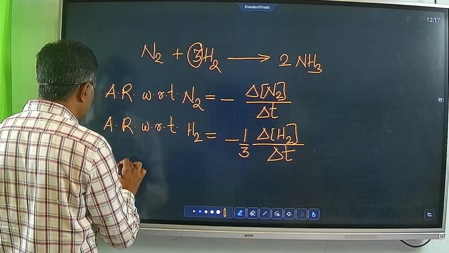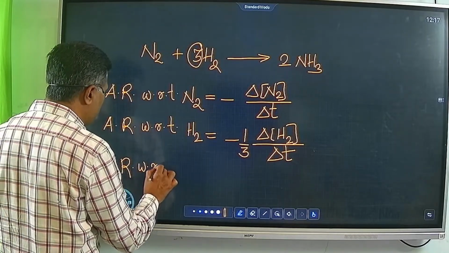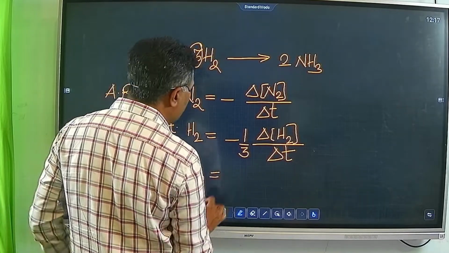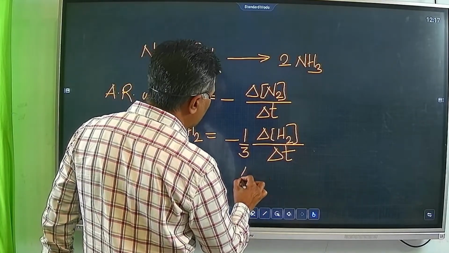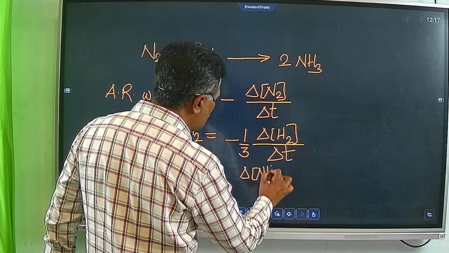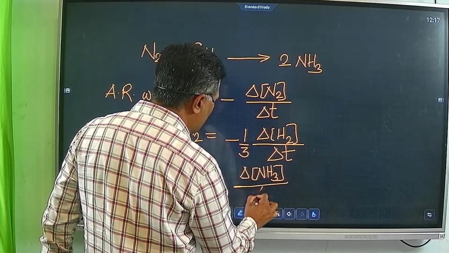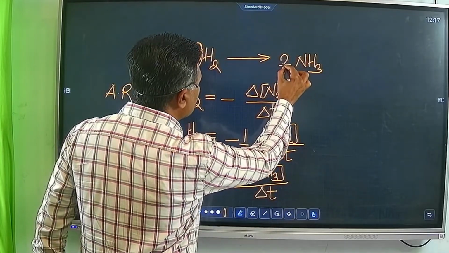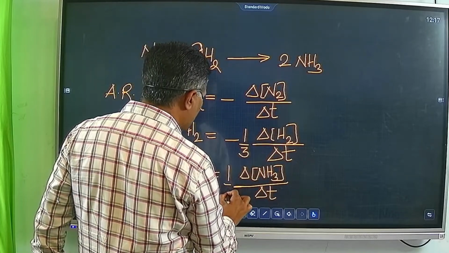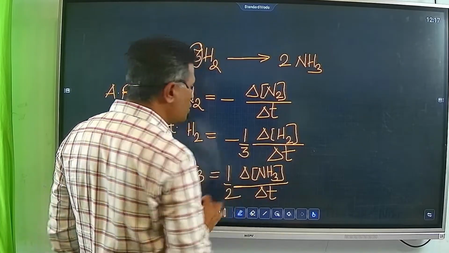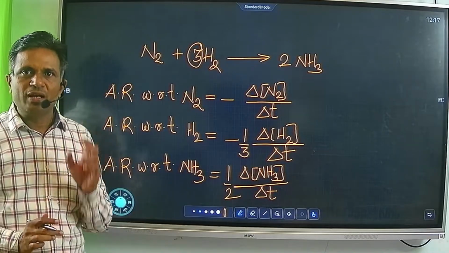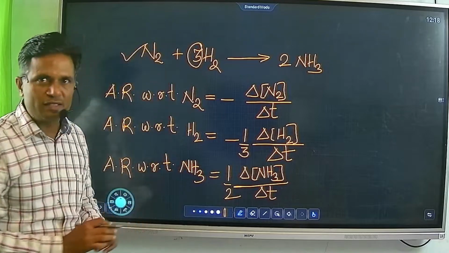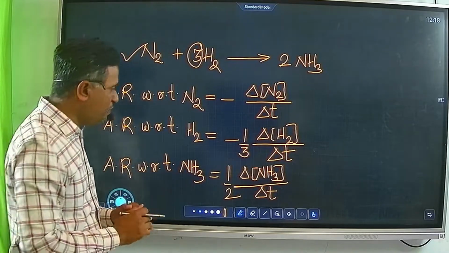Then the third one, that is the average rate with respect to ammonia. With respect to ammonia, it becomes delta change in concentration of ammonia upon delta T, and here the stoichiometric coefficient is 2, so we will divide by 2, and this one is positive. So this is how you can apply the concept of average rate for different chemical reactions. Are you getting this?